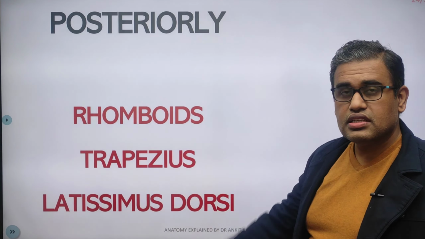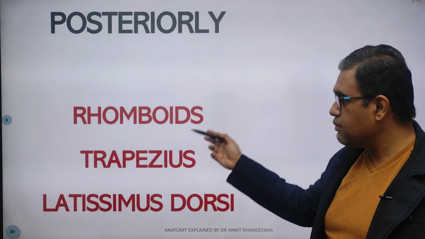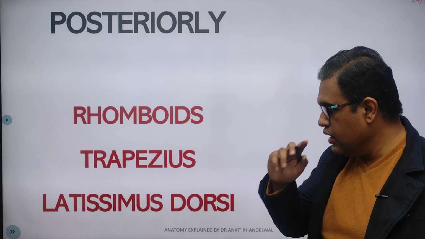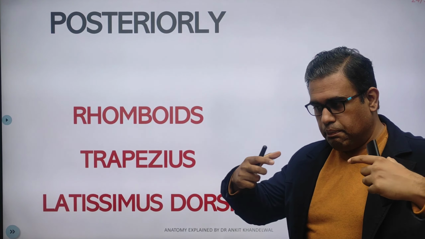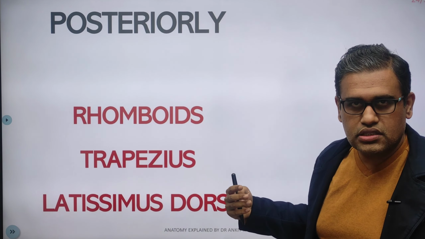Let us see what are the muscles covering it posteriorly. Again, the rhomboids, trapezius, latissimus dorsi, most of them are upper limb muscles. As I told you, the upper limb, on both sides, will pull the thoracic cage. So the thoracic cage is compressed anteroposteriorly. It is more wide transversely.